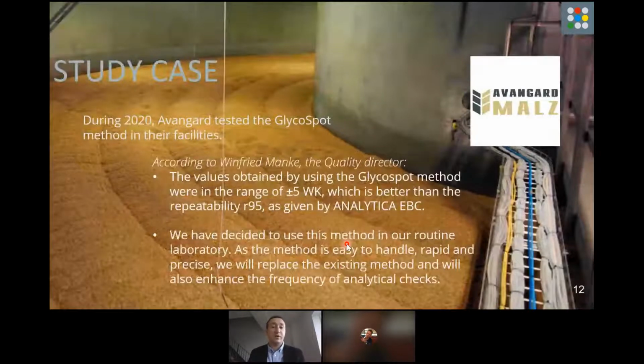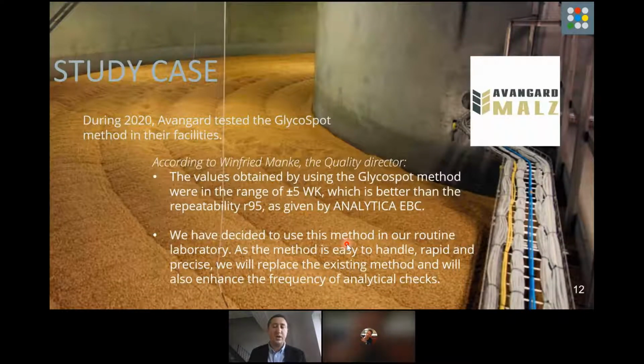Regarding malts, we have a testimonial, in this case from Avantgarde Malts. Avantgarde Malts is the biggest malt house in Europe. And in 2020, we worked together to test our product and get some feedback from the industry. Quoting directly Winfried Manke, who is the quality director of Avantgarde, he said, the values obtained by using the GlycoSpot method were in the range of plus minus 5 Windisch-Kohlbach. That's the repeatability that I was talking about before, which is better than the repeatability R95 as given by Analytica EBC.